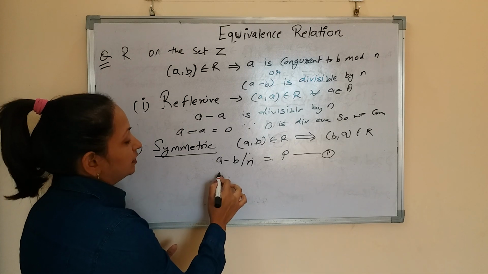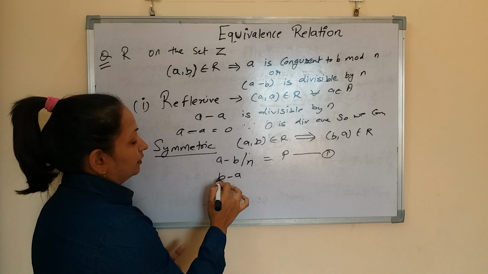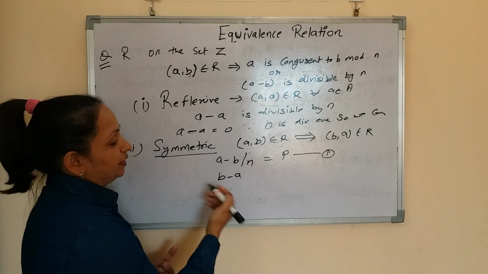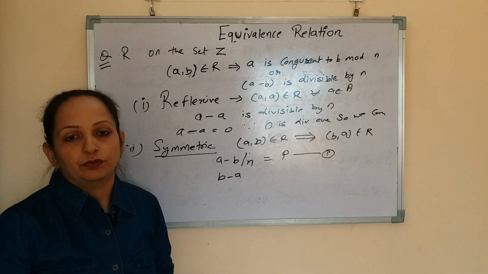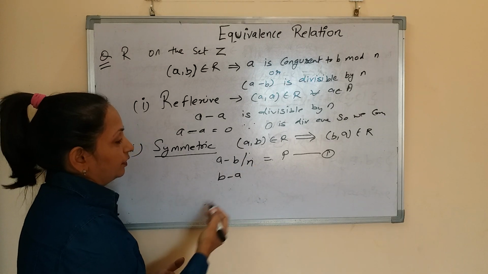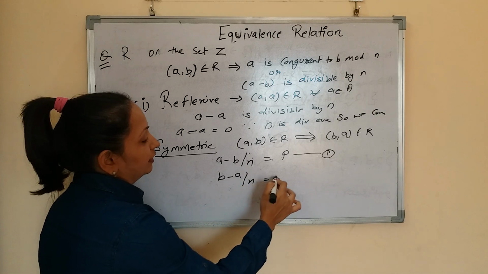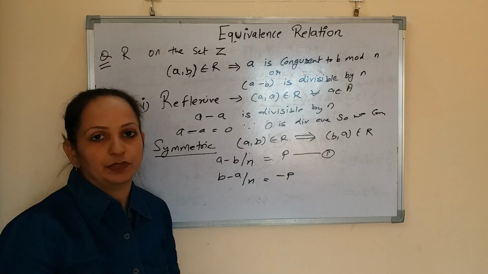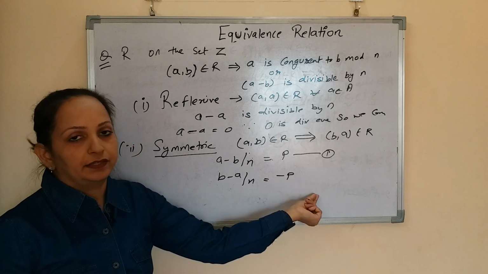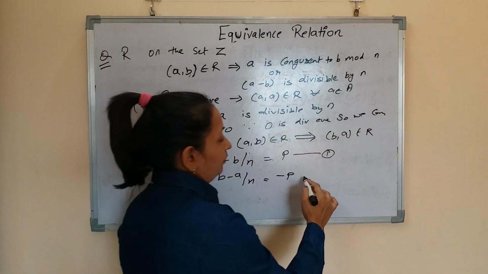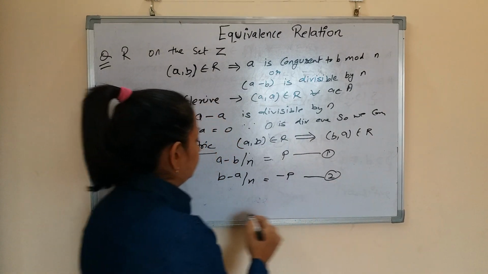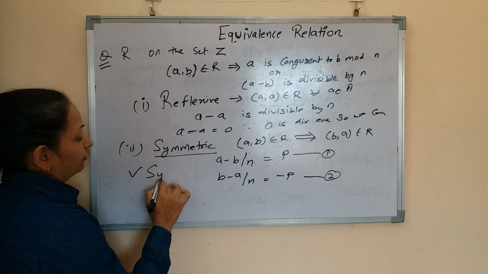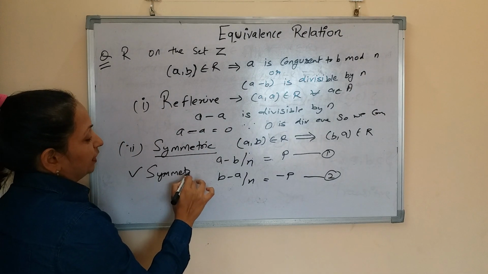So I'm just changing the order of the variables, nothing else. A minus B and B minus A: as you know, if I change the order, I will get a negative value. So I can clearly say yes, it is divisible by n, only with a negative sign. It doesn't impact the value. So we can say that, yes, it is symmetric. We have proved that the relation is symmetric.